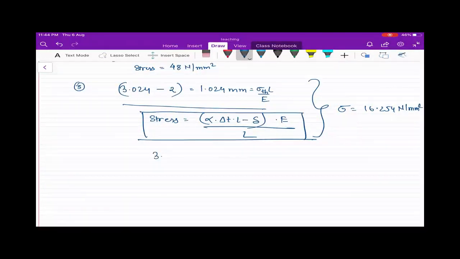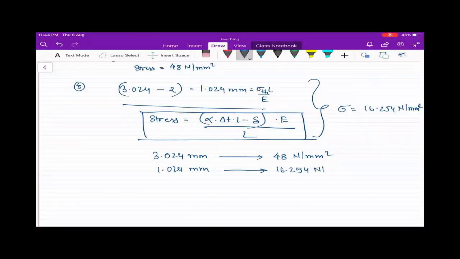Now please try to understand, whenever there is a fully restricted condition, how much amount of restriction is there? 3.024 mm of restriction, and it will cause a stress of 48 Newton per mm square. Whenever the restriction was less, how much will the stress be? The less the restriction, the less the stress will be, and that's why the stress will be 16.254 Newton per mm square. So maximum thermal stress will occur in case of fully restricted condition only.